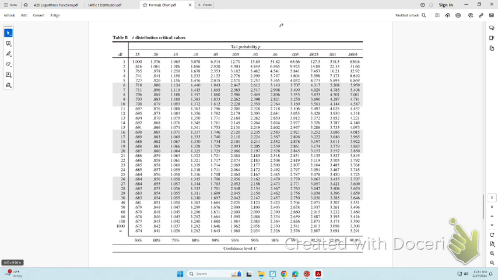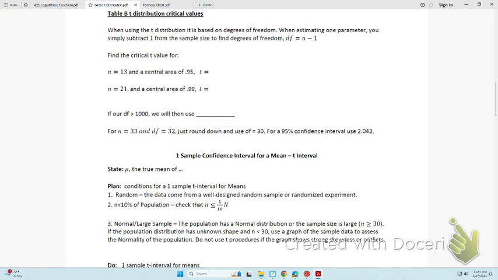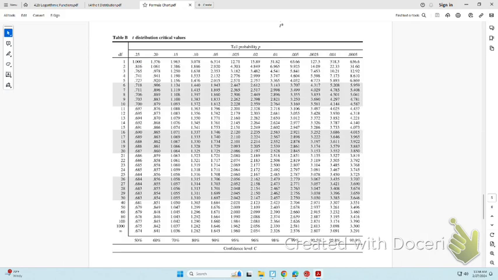So on our notes, let's practice. If degrees of freedom is n minus 1, that means on this first question, df is 12. Find t. So you go to the formula chart, go to the 95% column and 12 degrees of freedom. We are looking, it's hard to do without zooming in, right there. 2.179.